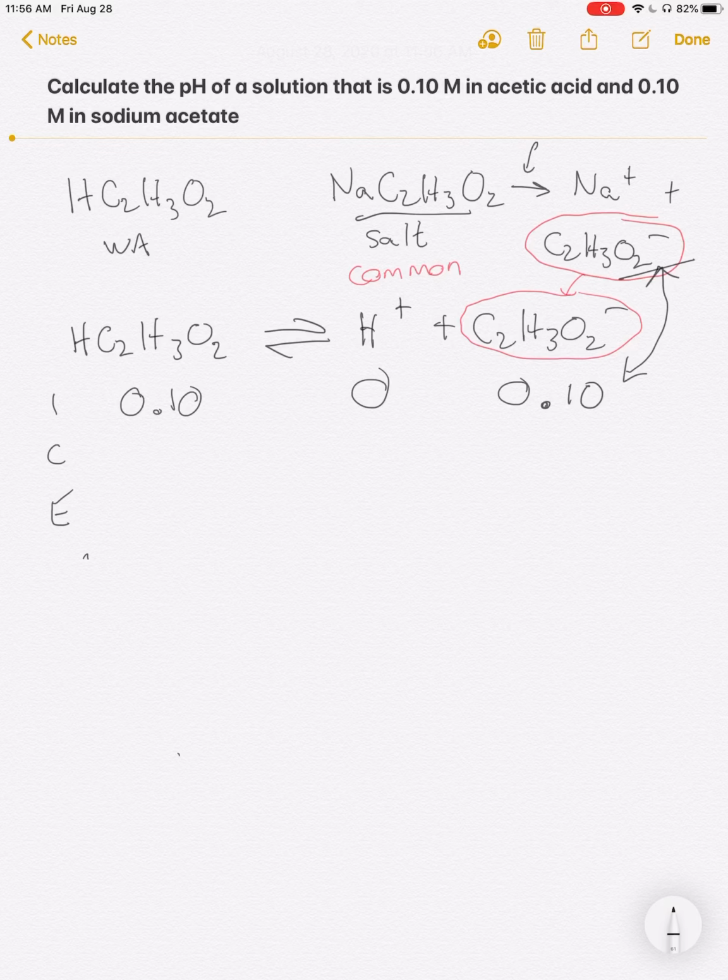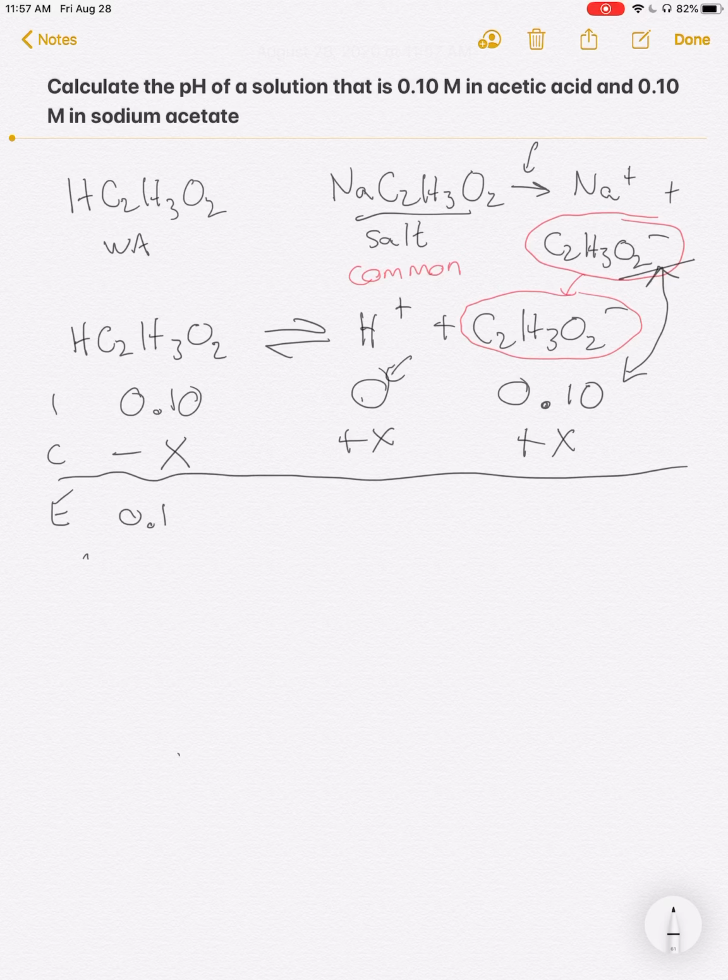Since we have no hydrogen ion initially, this still has to dissociate to the right, and we're going to lose X of this acetic acid, producing X of the hydrogen and X of the acetate. So at equilibrium, we will have 0.10 minus X, X, and 0.10 plus X.